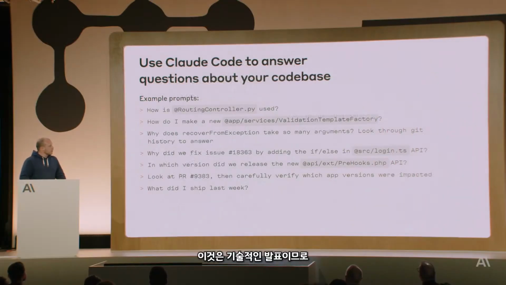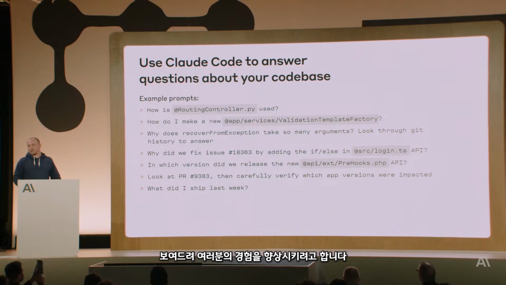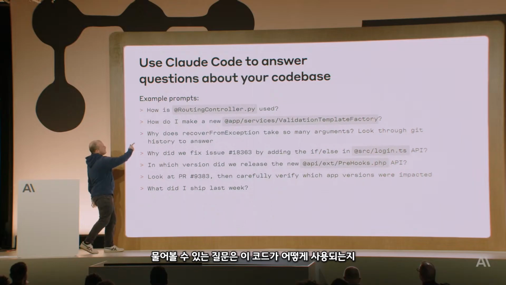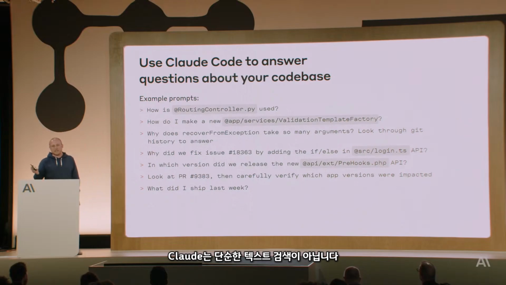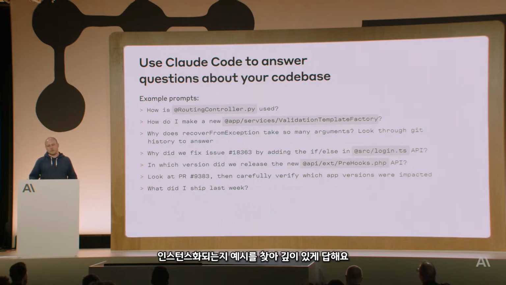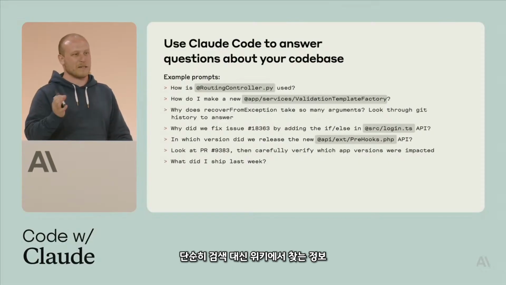This is a technical talk, so I'm going to show some very specific prompts and very specific code samples that you can use and hopefully improve and up-level your Claude Code experience. So some kind of questions that you can ask is, like, how is this particular piece of code used, or how do I instantiate this thing? And Claude Code won't just do a text search and try to answer this. It'll often go a level deeper, and it'll try to find examples of how this class is instantiated, how it's used, and it'll give you a much deeper answer, something that you would get out of a wiki or documentation, instead of just Command F.